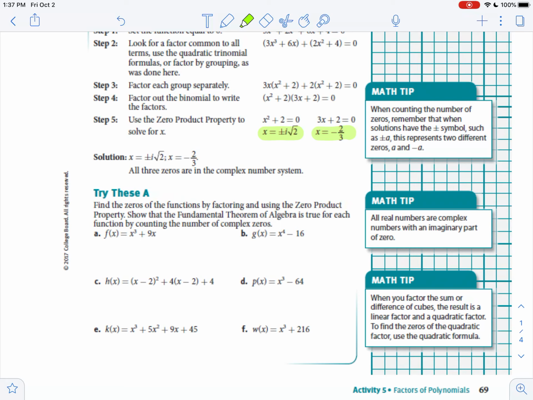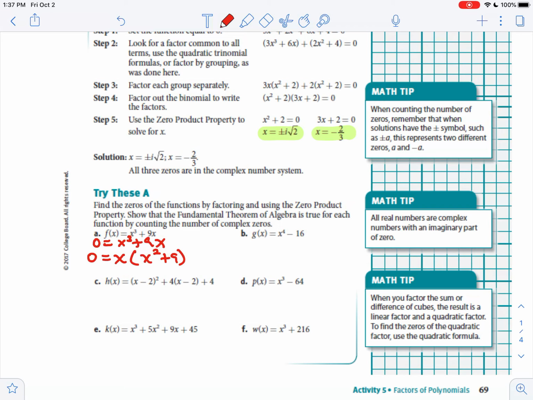In the try these A, we've got f of x equals x cubed plus 9x. We're going to start by letting the expression be equal to 0. So 0 equals x cubed plus 9x. And then we want to factor it. There is a greatest common factor of x, so we're going to factor out x, and then we're left with x squared plus 9.